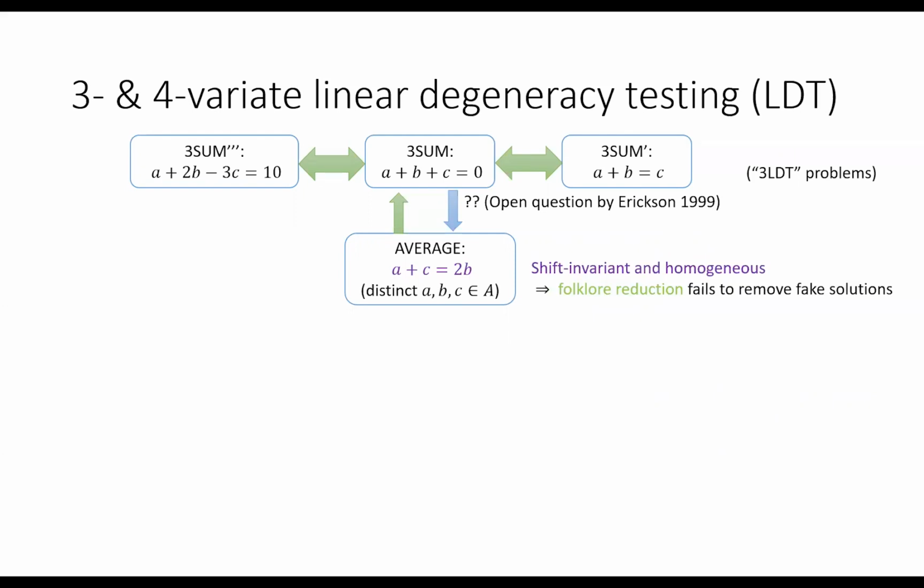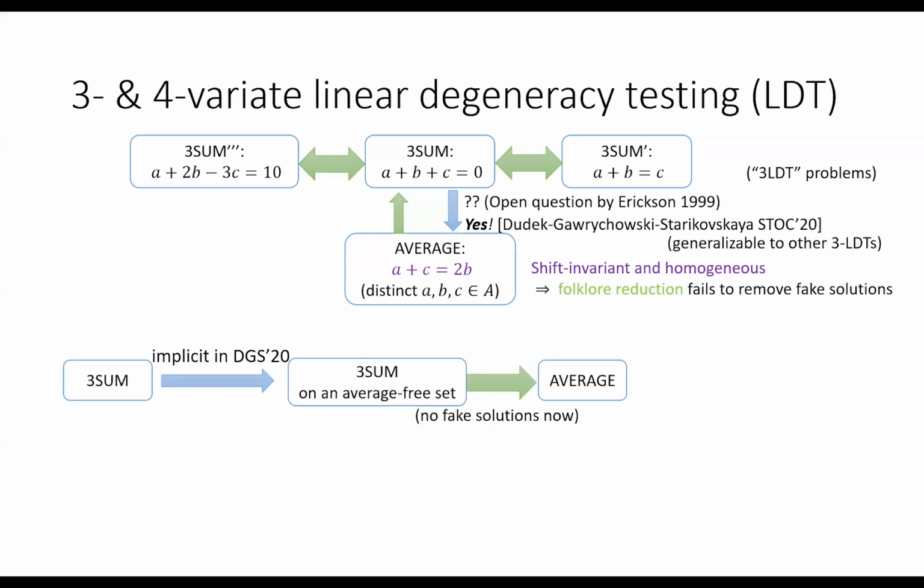Here, the folklore reduction fails because it attempts to remove some fixed solutions by just shifting these numbers. However, this equation A plus C equals 2B is shift invariant and homogeneous. So these folklore reductions cannot simply remove the fixed solutions this way. And very recently, this open question was answered by Dudek, Gawrychowski, and Starikovskaya, and they show that indeed the 3AP problem is 3SUM-hard, and actually their result generalizes to other 3LDTs as well.